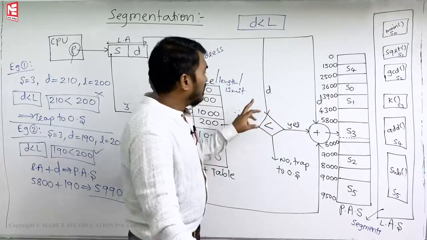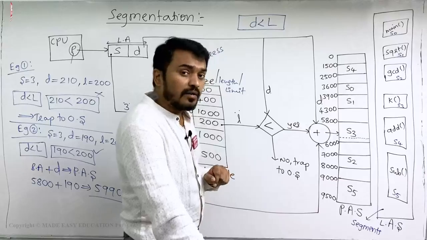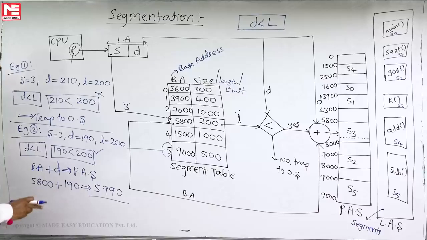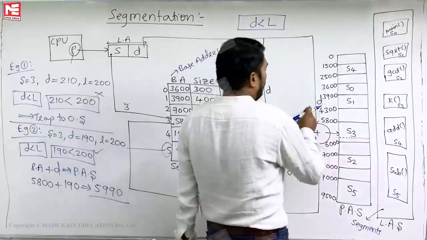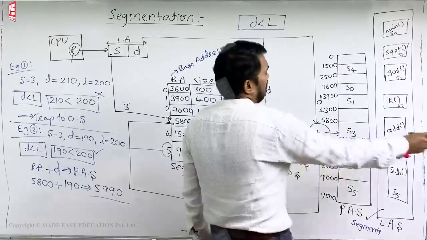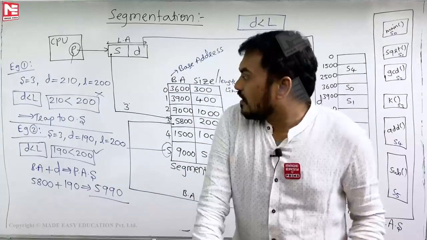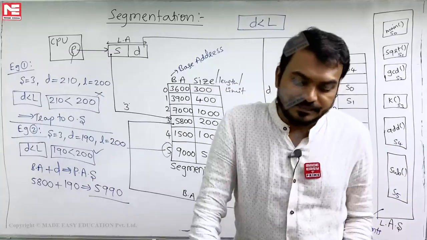If the condition D less than L is followed, then what happens? You take the base address of the corresponding segment and add it with the offset value, and you go to the corresponding location in the PAS. Is that clear? This is how segmentation will be implemented.